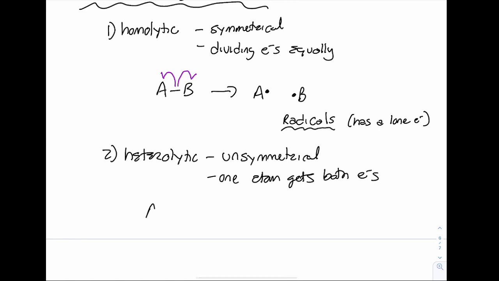So if I had A bonded to B again, and I'm going to give the electrons to B, this time I'm going to put 2 barbs on my arrow, right? Because I'm moving 2 electrons. And then A in this case lost those electrons, so it's going to have a positive charge. And then B gained those electrons. It has an extra lone pair, and it has a negative charge.